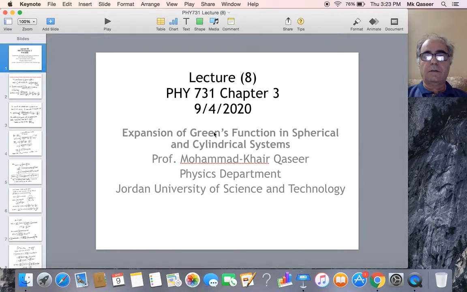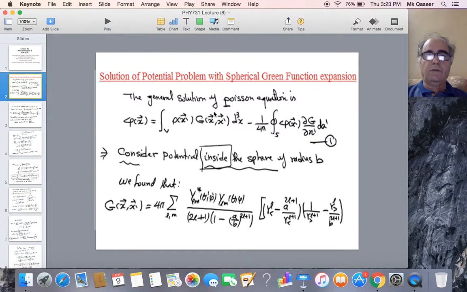I'll discuss Green's function in terms of spherical and cylindrical systems of coordinates. Now let's first find the solution of a potential problem with a spherical symmetry. We know from previous lectures that phi for a Dirichlet type of boundary conditions is given by this form. A term consists of the distribution that exists in the problem, and this is due to the boundaries.